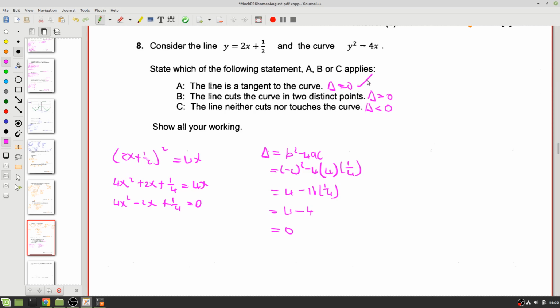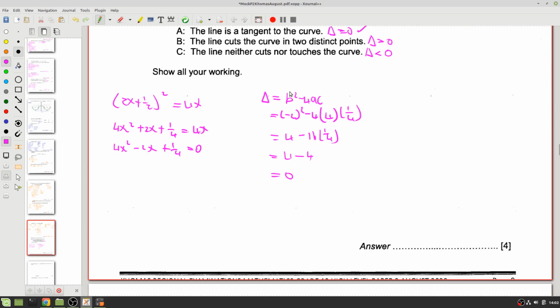So which one is that? Number A. So the line is a tangent to the curve. So let's just write down A. Line is a tangent to the curve.